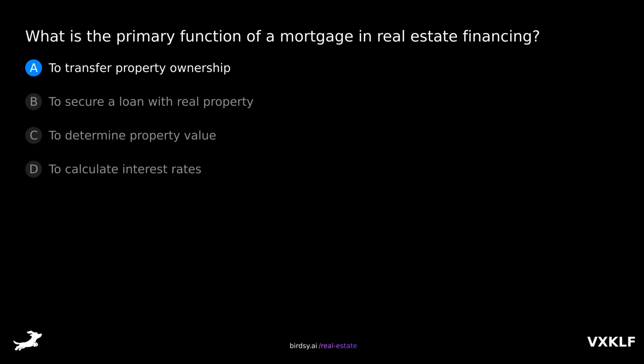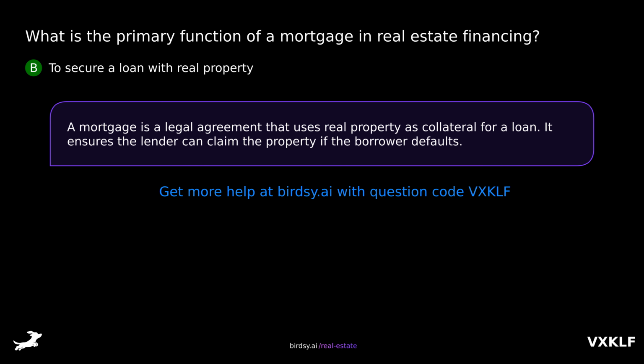What is the primary function of a mortgage in real estate financing? Is it A, to transfer property ownership, B, to secure a loan with real property, C, to determine property value, or D, to calculate interest rates? The answer is B, to secure a loan with real property. A mortgage is a legal agreement that uses real property as collateral for a loan. It ensures the lender can claim the property if the borrower defaults.